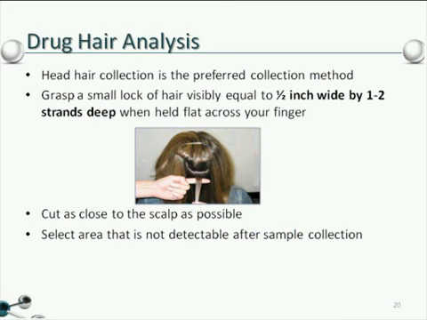And also, because people are vain and you are cutting hair, we ask that you select an area that is not detectable after sample collection. As you can see in the photo above, it's at the crown of the head. She has a part and a clip. With the clip being there, after this hair sample is collected, when she takes that clip off, you will not be able to tell that she gave a hair sample.